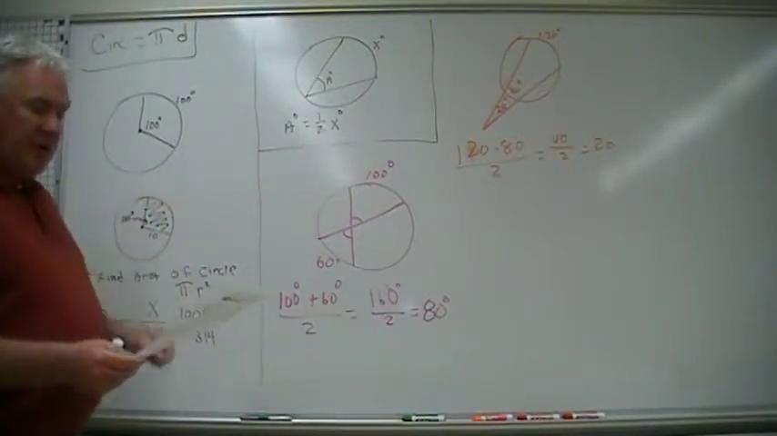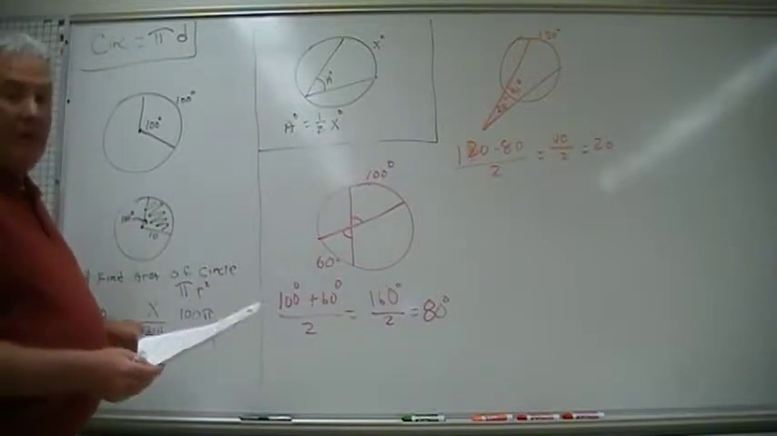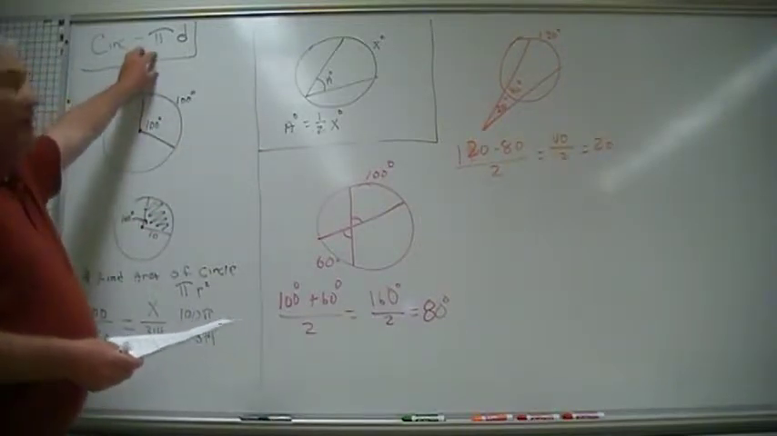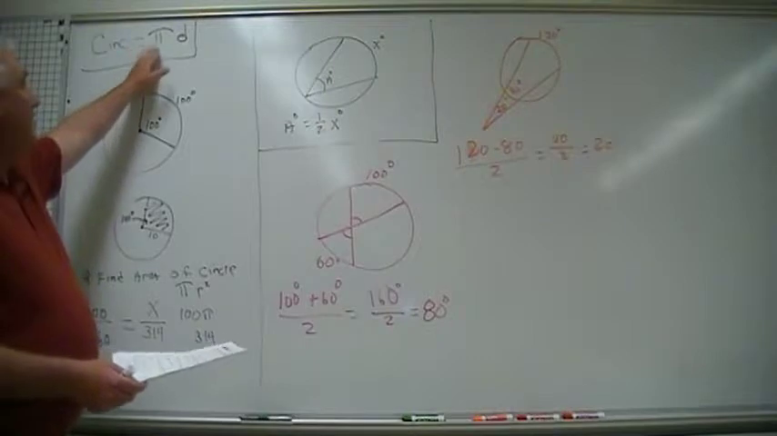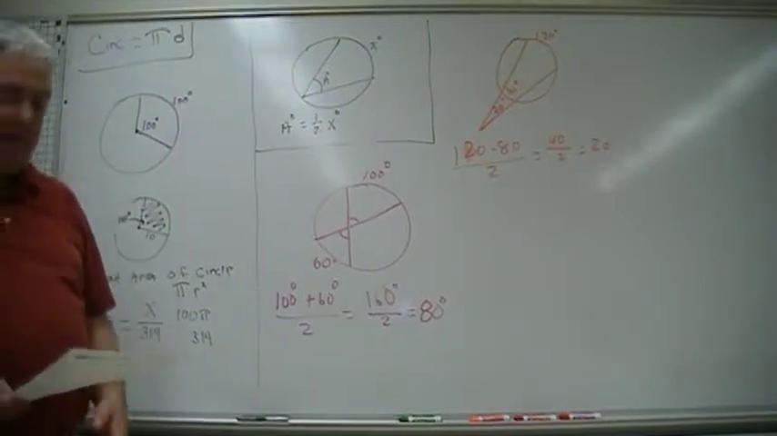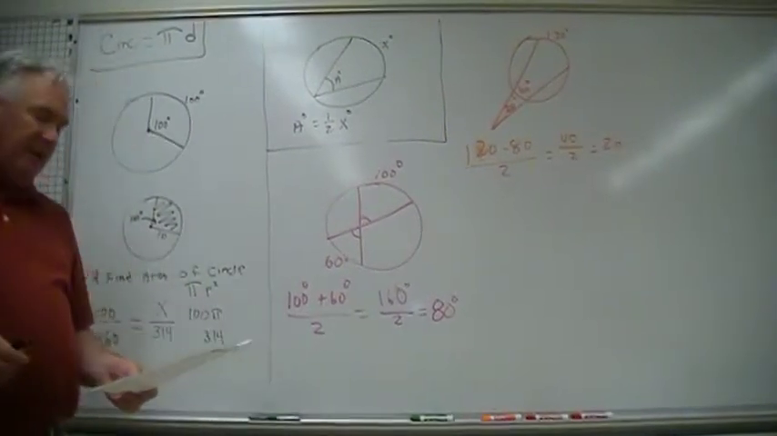Number 4 talks about circumference and radius. Here's the formula. Circumference equals pi times diameter. Okay? That's something that's there.